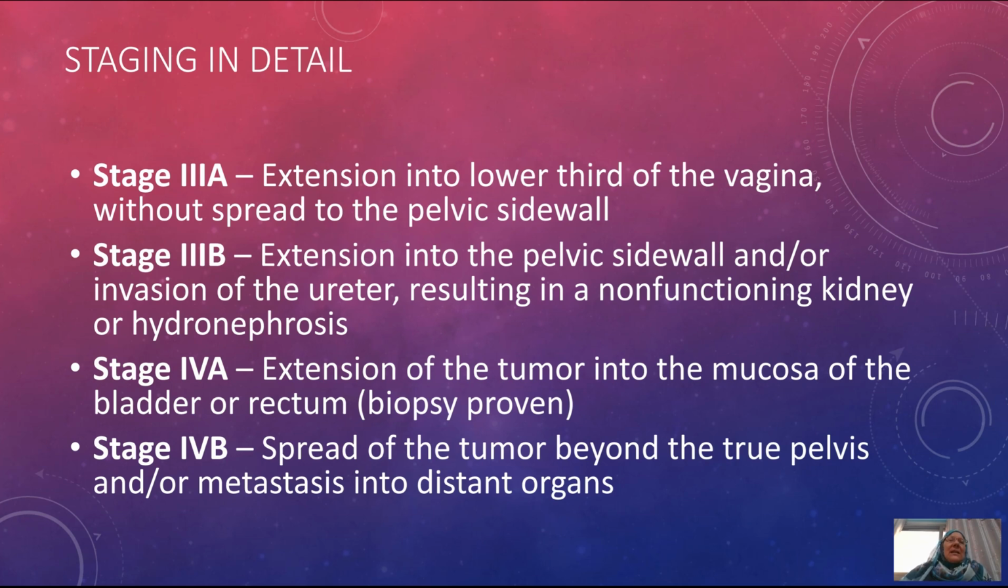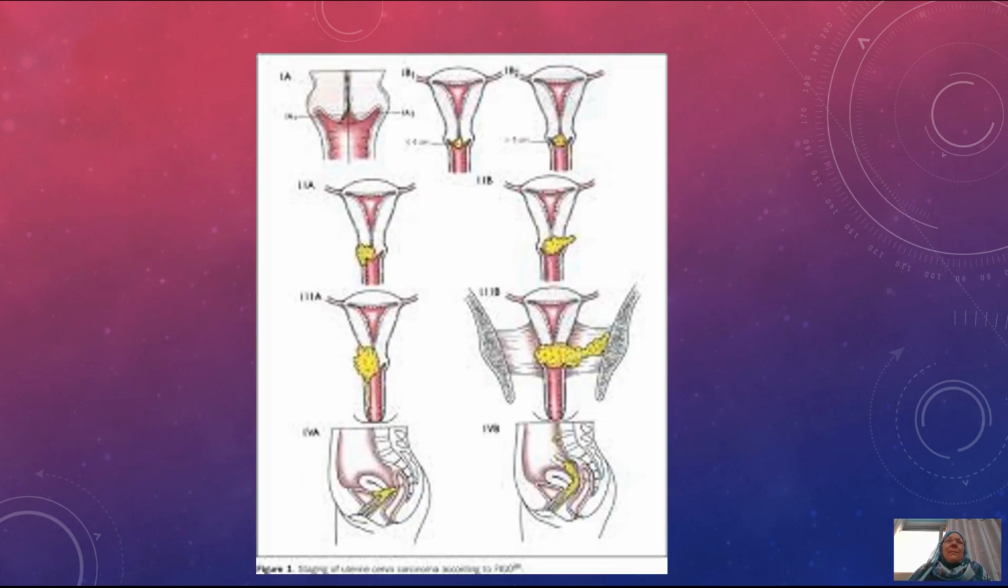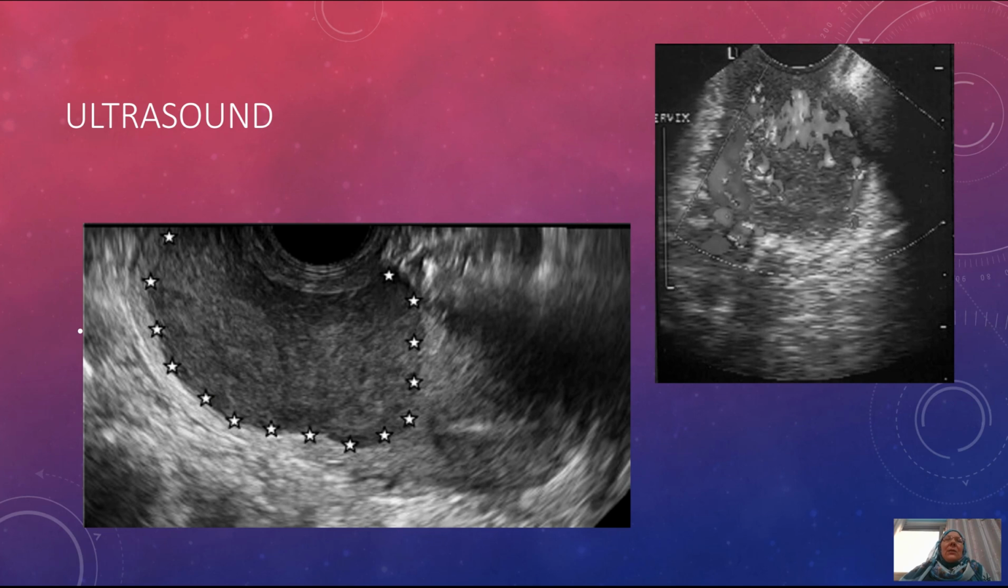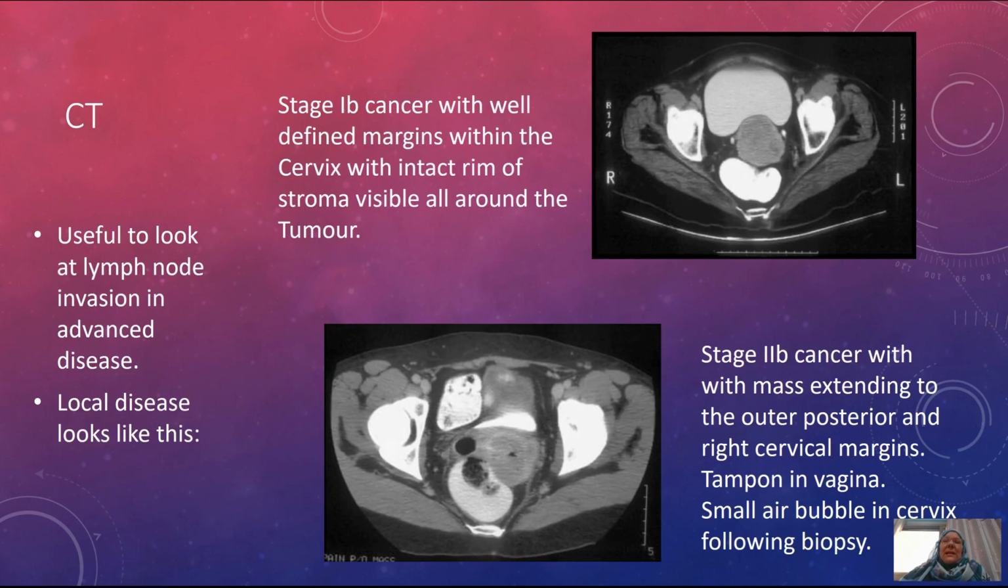The cervical cancers spread by lymphatic pathways and local invasion of tumor. This is a picture showing in yellow the tumor as per stage, and this is just here to help you memorize those stages a little bit easier. Here you see ultrasound pictures of cervical tumors. Here you see CT pictures of cervical tumors.